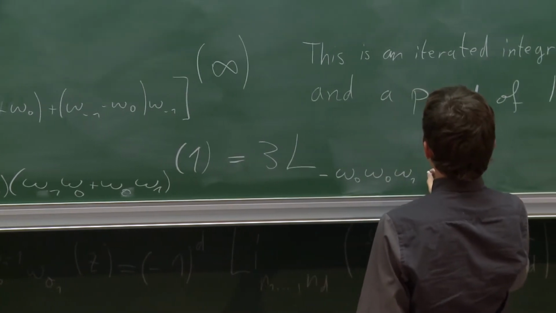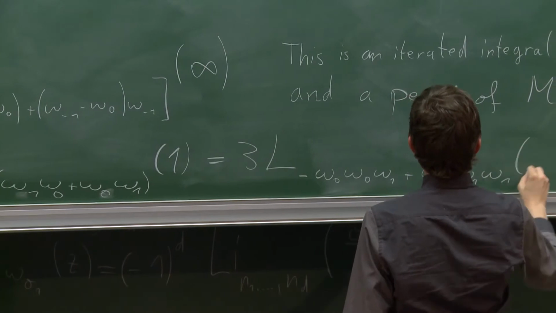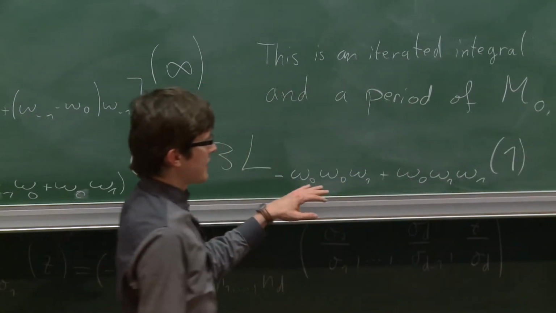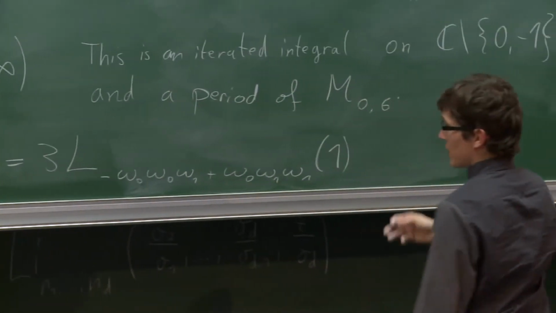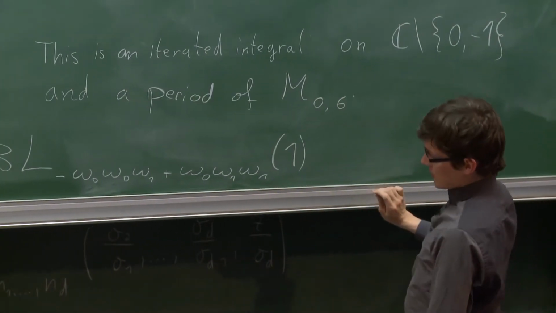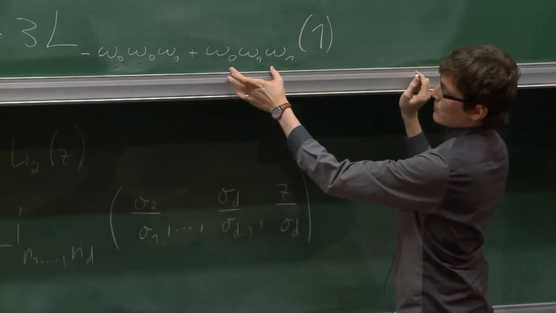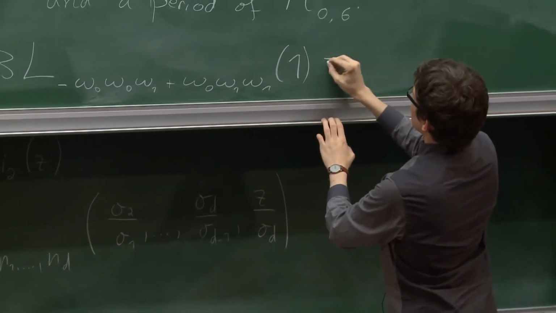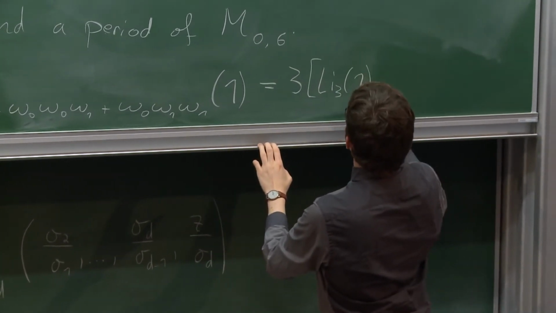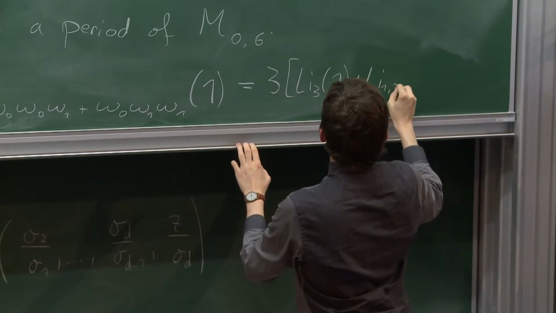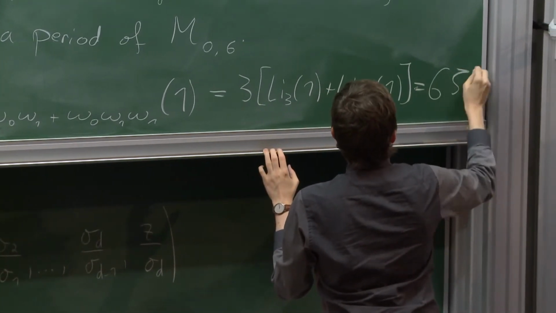but it's really not that difficult. You can rewrite it in this form. And if you just take the definition of the multiple polylogarithm, how they relate to these hyperlogarithms, namely this formula, I see that this is essentially Li3 and this is Li1, 2. So this is 3 times Li3 of 1 plus Li1, 2 of 1, which is 6 times zeta of 3.